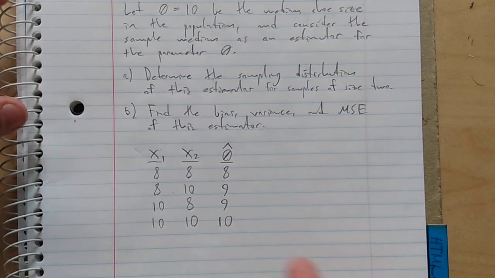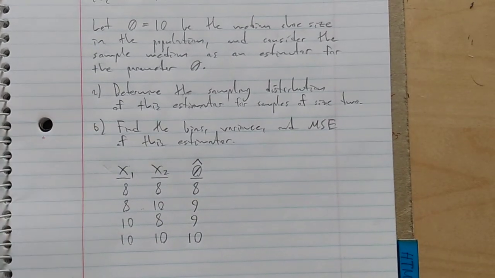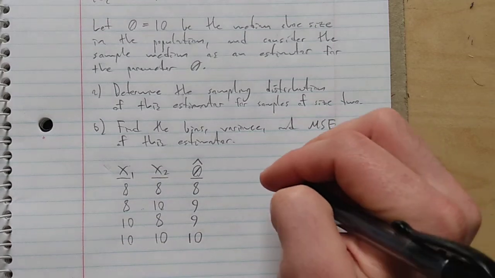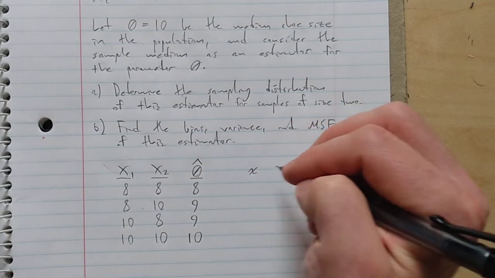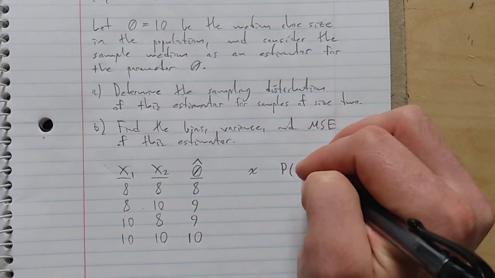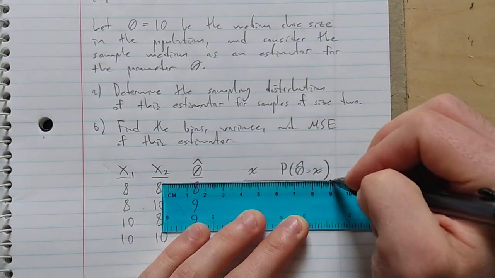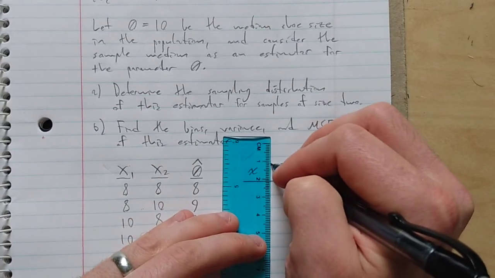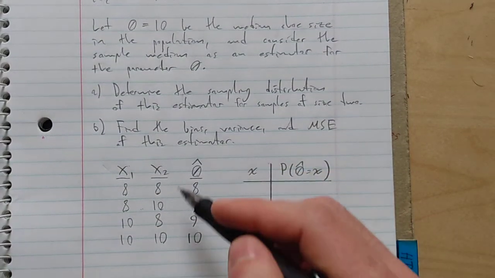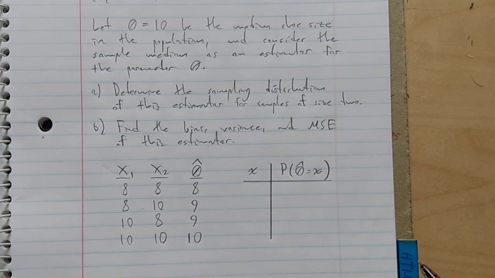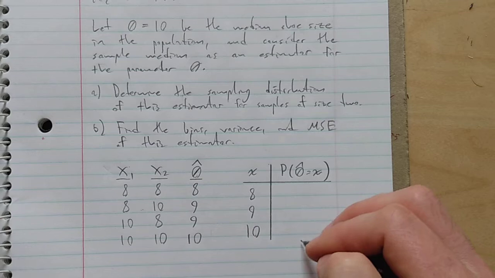All right. So now I took all the possible samples, here they are, and I calculated the value of the estimator for each one. Now I can write down the sampling distribution for the estimator, right? Okay. So here it is. I take all the possible values of the estimator, and I find their probabilities. So now I look through here and I say, what are all the possible values of this estimator? All the possible medians for samples of size 2. Well, 8, 9, and 10. And what are their probabilities? Okay.